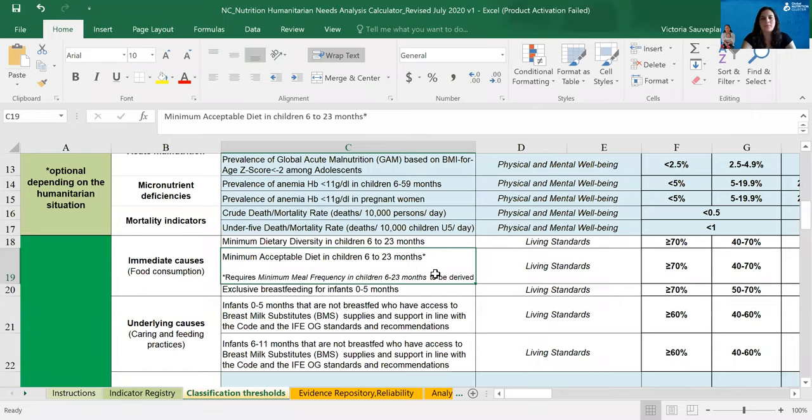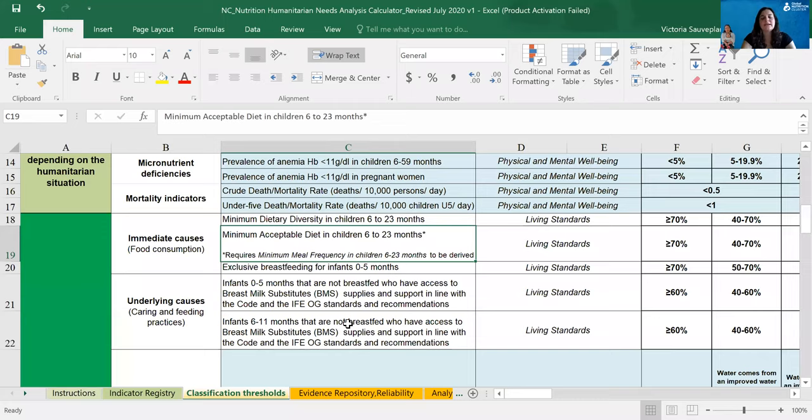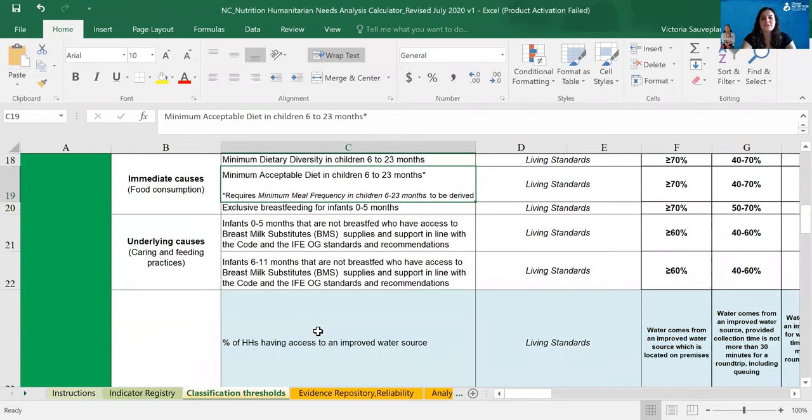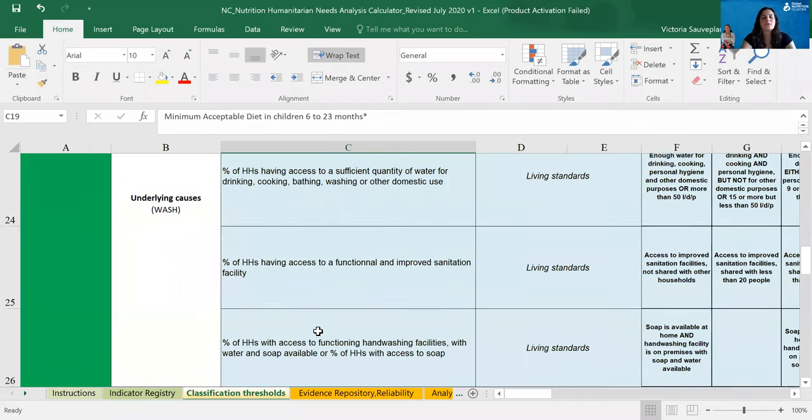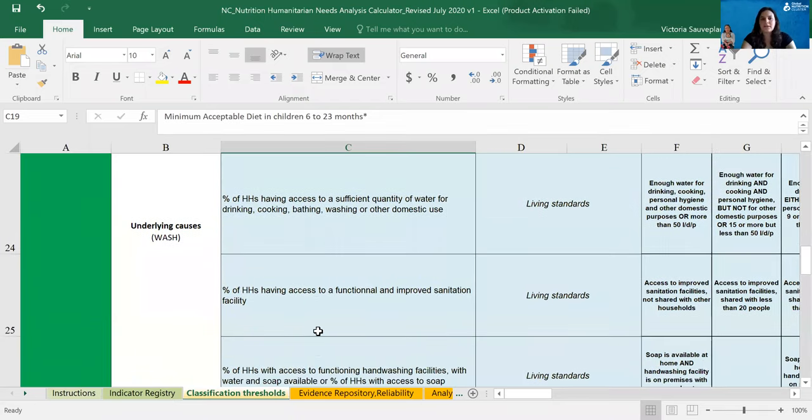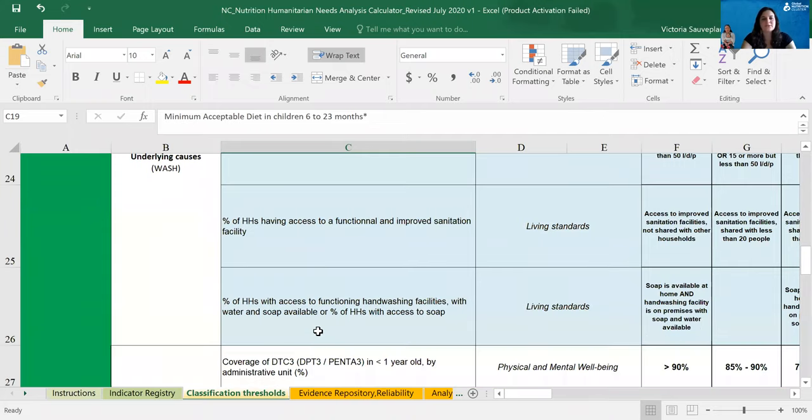So something to keep in mind, and that's why we flagged it here: exclusive breastfeeding and key indicators by the Infant and Young Child Feeding in Emergencies core group, the IFE core group, that relates to the distribution of breast milk substitutes. Then we move into WASH. So we have WASH indicators here as being a key underlying cause when it comes to acute malnutrition.